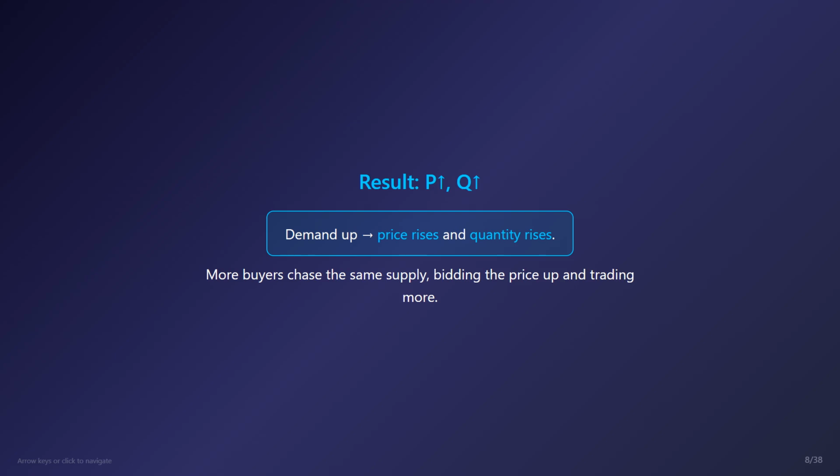The result: both price and quantity rise. With more buyers chasing the same supply, they bid the price up, and at that higher price sellers produce more, so the quantity traded rises too. Demand up means price up and quantity up.